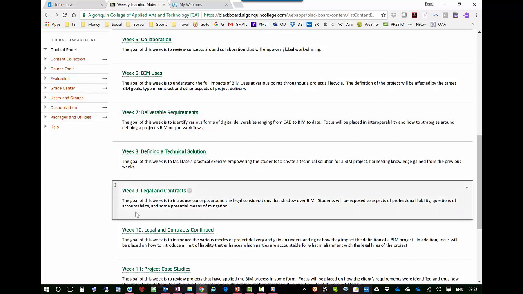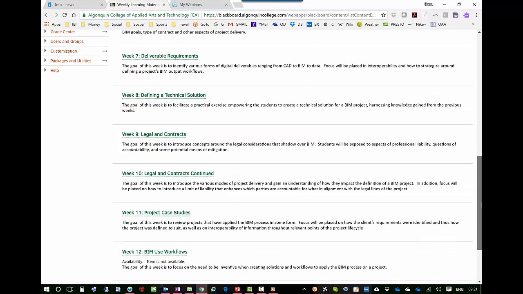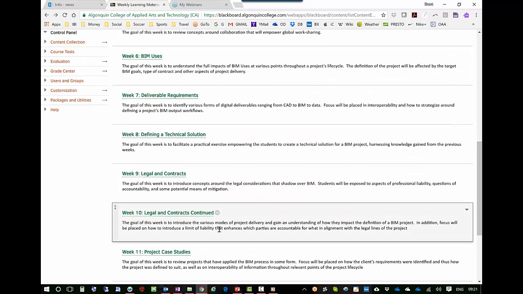We then talked about the legal requirements. And the legal requirements were specific to the nature of what it means to be an architect or an engineer. We then expanded on that.